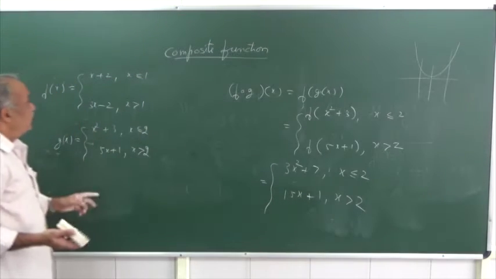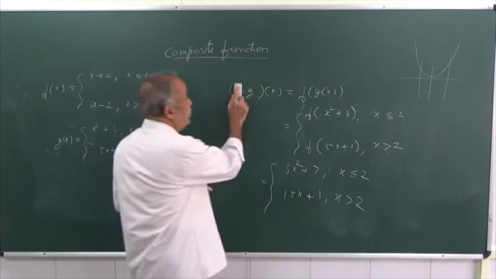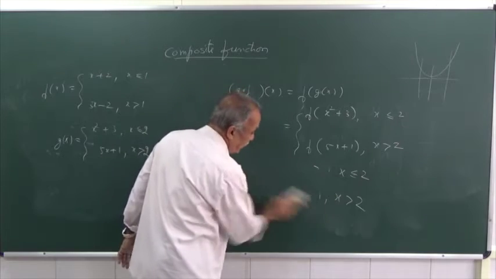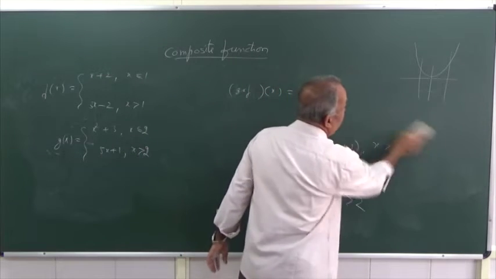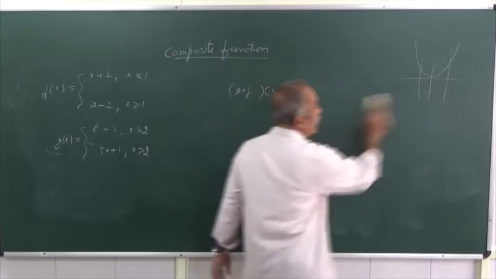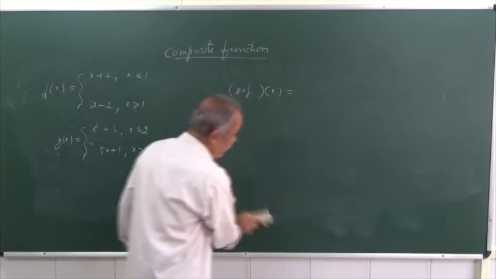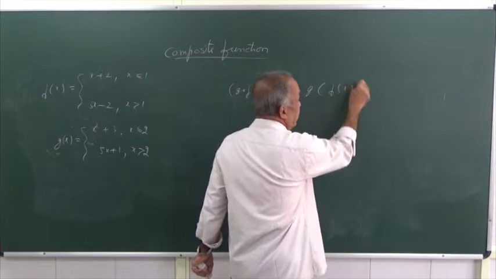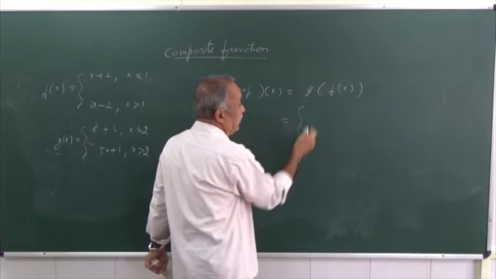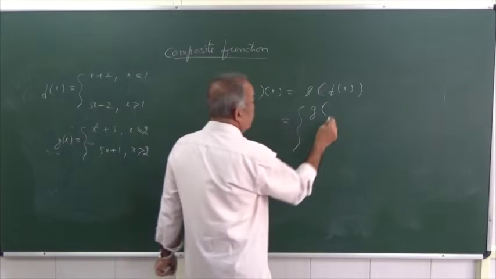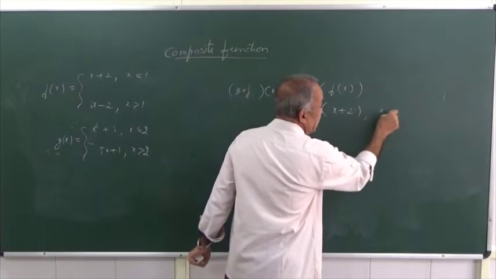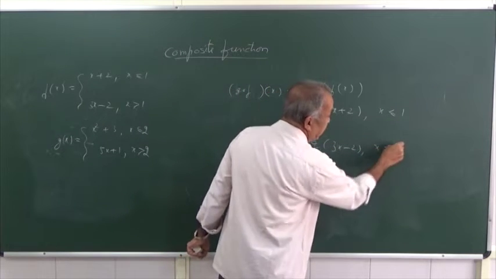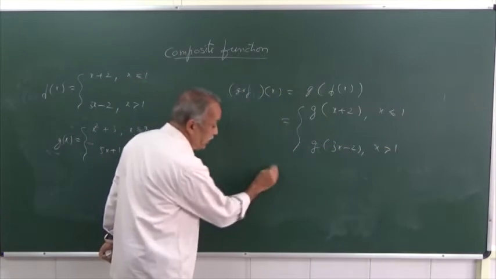Okay. Next experiment, finding g composite f. Simple application of definition gives this much. Now proceed to apply definition of f. G of f of x is x plus 2 if x is less than or equal to 1, and f of x is 3x minus 2 if x is greater than 1. Next is to apply g.